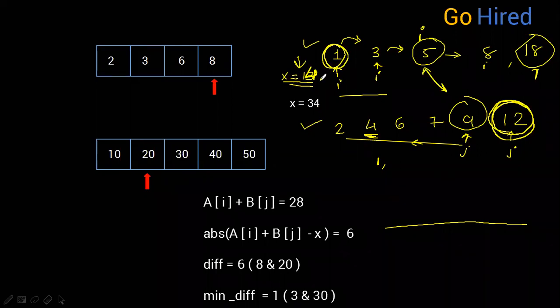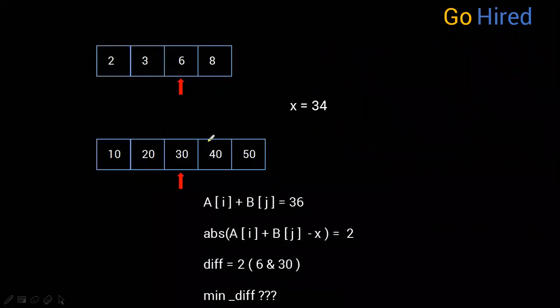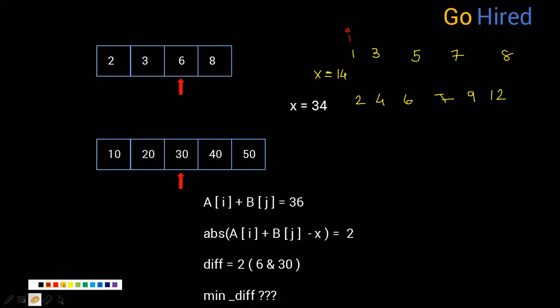If it is not x, then if it is smaller, let's say the same example I'll take again over here: 1, 3, 5, 7, 8, and what I have taken 2, 4, 6, 7, and 12. Okay, and your x is 14, and you need to find a pair whose sum is exactly 14, right? Then also the same approach will work, where your i is starting from the smallest element of the first array and j is starting from the largest of the other array.